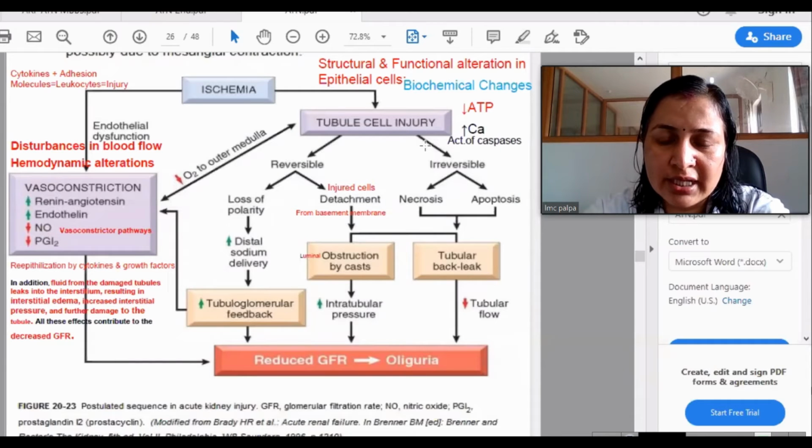In the irreversible course, there will be necrosis or apoptosis, which will lead to interstitial edema and decreased tubular flow, isn't it? Ultimately there will be reduced GFR and oliguria. So what we discussed is from this chart only; I just tried to simplify it. So I hope there is no problem. You can go through Robbins also.